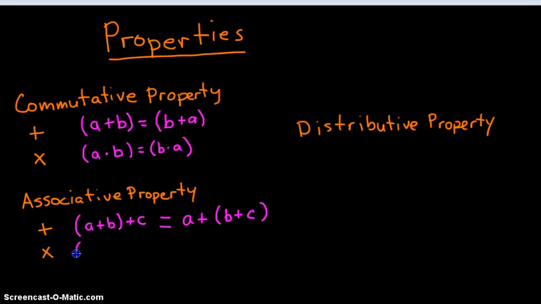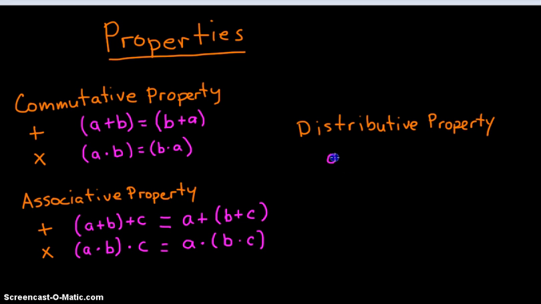And it works the same for multiplication. A times B times C equals A times parentheses B times C. Okay. There's two different distributive properties.